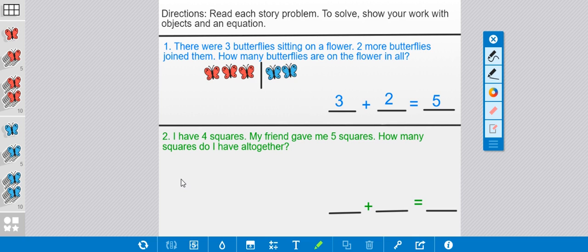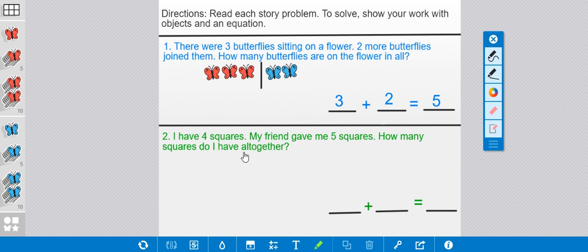So let's look at this one. Let's look at story problem number 2. And I'll read it first and then we'll read it together. So my turn first. I have 4 squares. My friend gave me 5 squares. How many squares do I have all together?